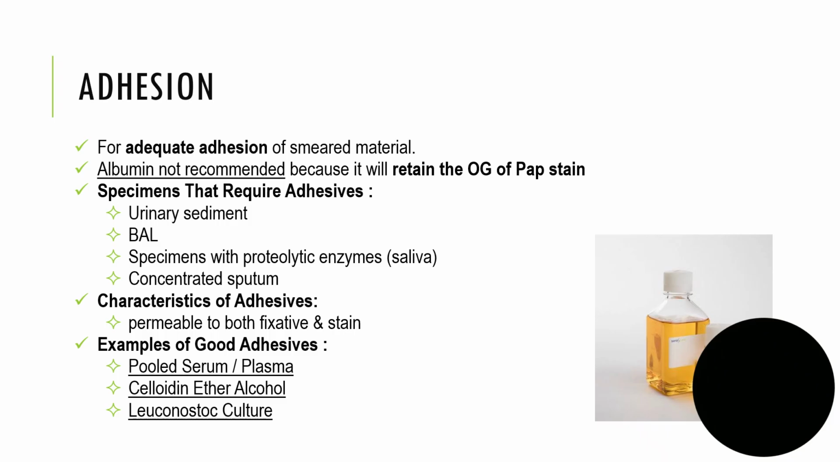What makes a good adhesive? It must be permeable, meaning the fixative and stain must be able to pass through it to reach the cells. It should not interfere with staining. Examples of good adhesives include pooled serum or plasma, a readily available biological adhesive. You have celloidin ether alcohol, a thin film-forming solution, and Leuconostoc culture, a polysaccharide-producing bacterial culture used to create a mucilaginous adhesive layer.